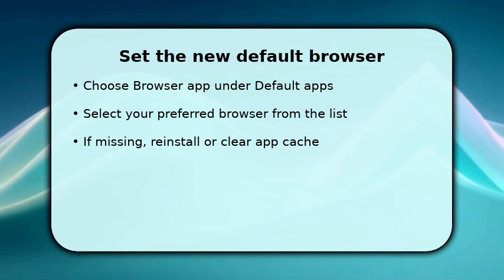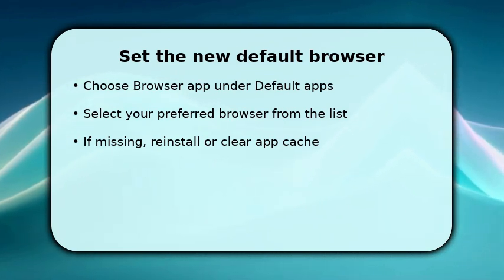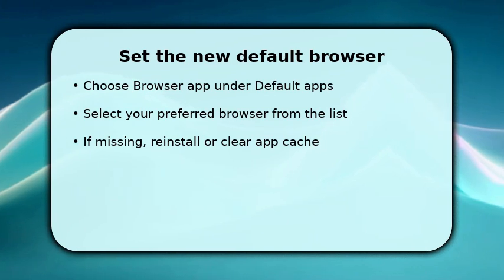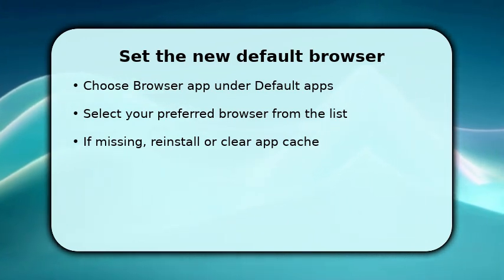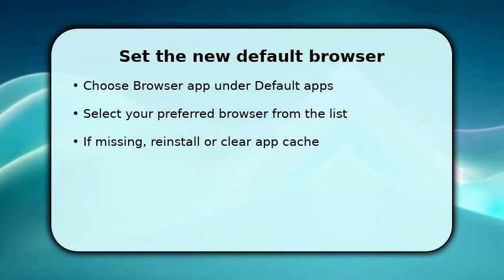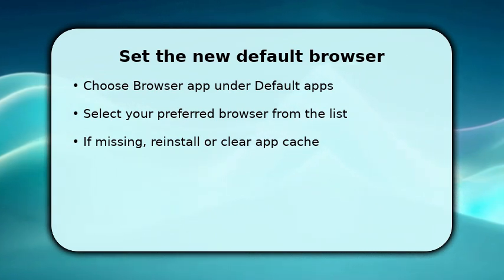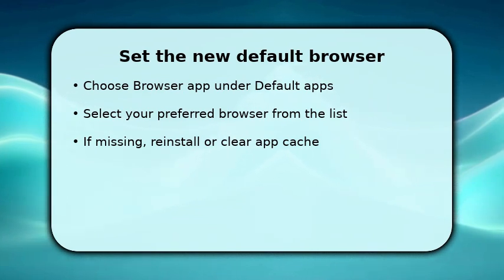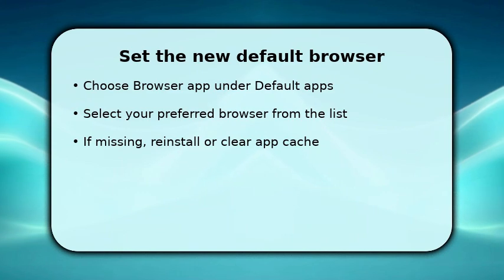If your preferred browser isn't listed, once done, uninstall and reinstall, or clear its cache and reopen settings so Android reindexes it. Also make sure the browser has necessary permissions. If it lacks web link handling permission, grant it so links open reliably in the new default.